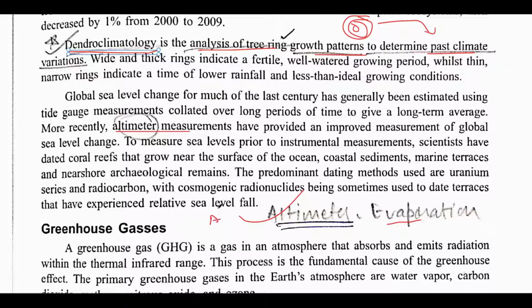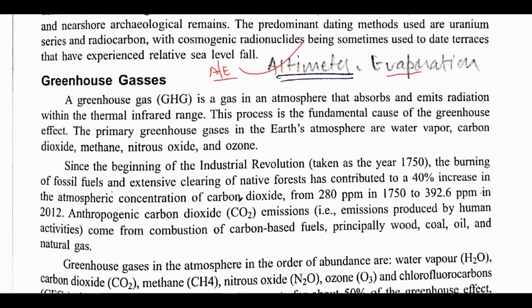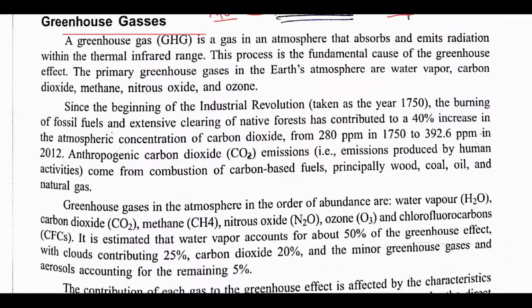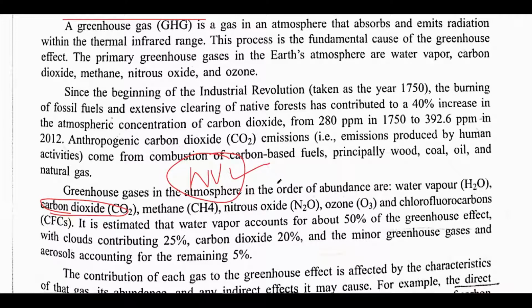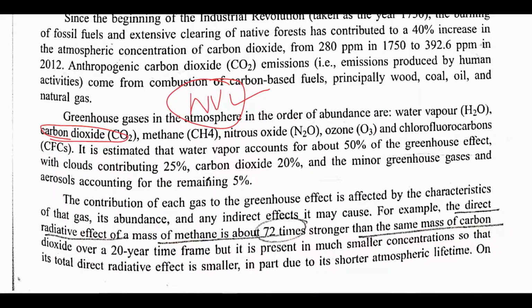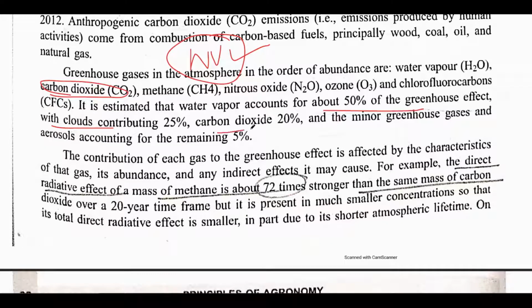The atmometer can be used for measuring evaporation. Atmometer, atmidometer, and evaporimeter: these three instruments are used for measuring evaporation. Now, various greenhouse gases. If you talk of greenhouse gases, the most contributing greenhouse gas is CO2. But if you talk about the major contribution to the greenhouse effect, the answer would be water vapor. About 50% of the greenhouse effect is estimated to be from water vapor.